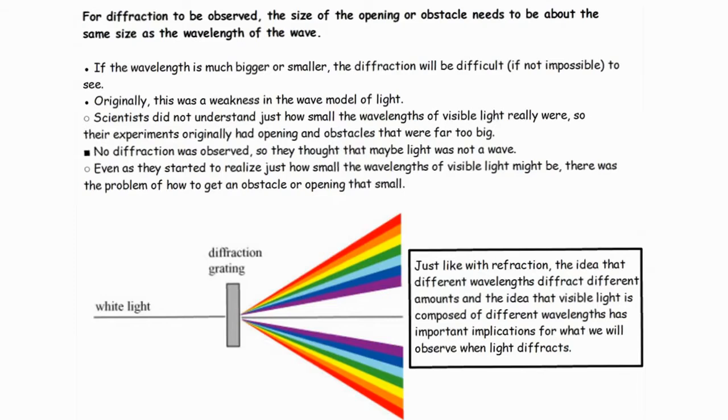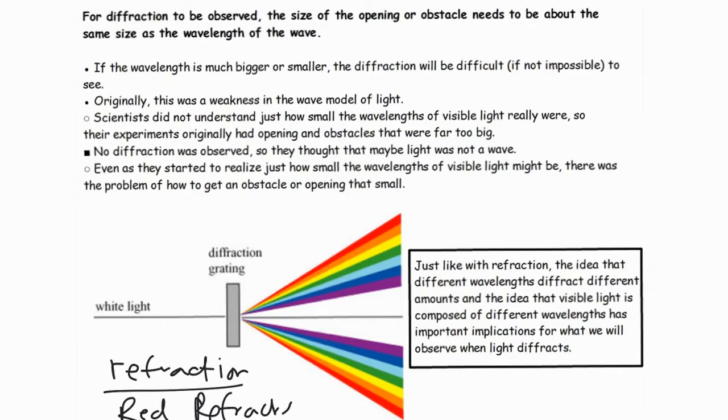Now, different wavelengths of light diffract different amounts. Remember, when we looked at refraction, we said red refracts rotten. So that means that red light refracts a small amount, whereas blue light refracts a large amount.